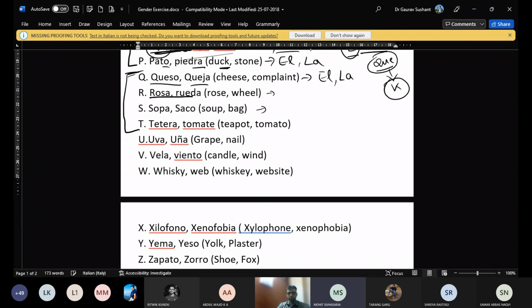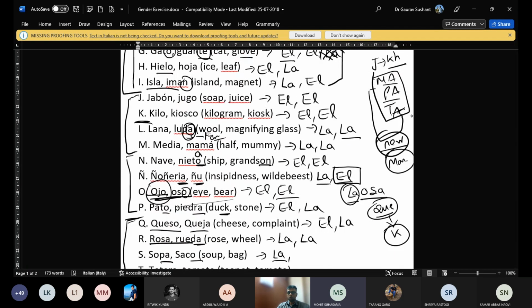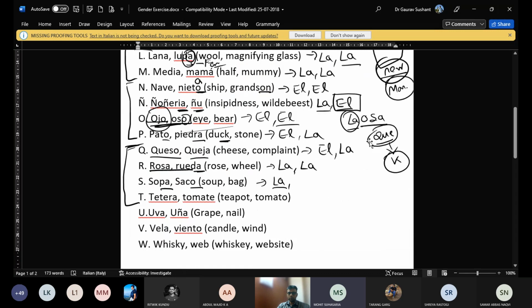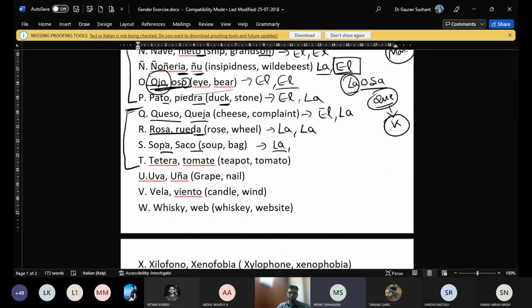These two, La rosa, and La rueda. Very good. Then these two, El sopa. No, here it will be La sopa. So I told you, that MA, PA and TA rule, you do not need to put any new nouns in that list. Okay, so this one is simply ending with the letter A, so you just keep La.